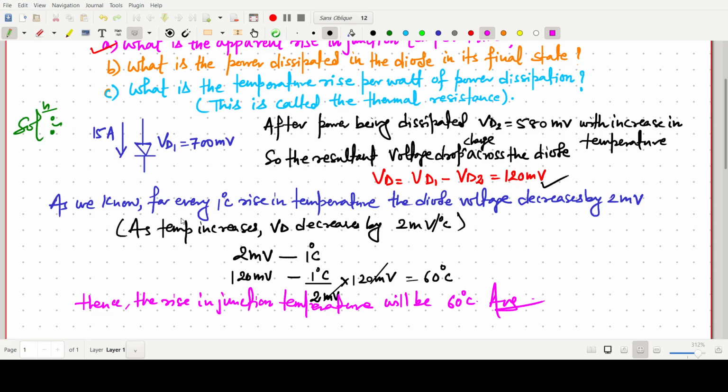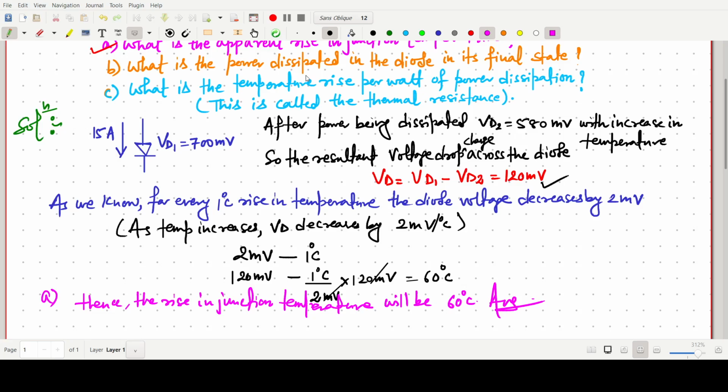As we know, for 1 degree centigrade rise in temperature, there is a 2 millivolt decrease in the diode voltage. As temperature increases, VD decreases by 2 millivolt per degree centigrade. So 2 millivolt is 1 degree centigrade change. So for 120 millivolt, how much change in temperature? 60 degree centigrade. So the rise in the junction temperature is 60 degree centigrade. So this one is our first part.